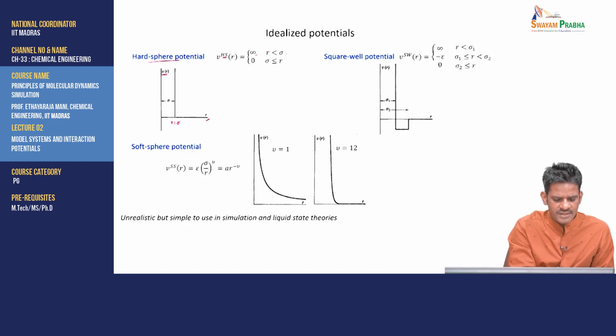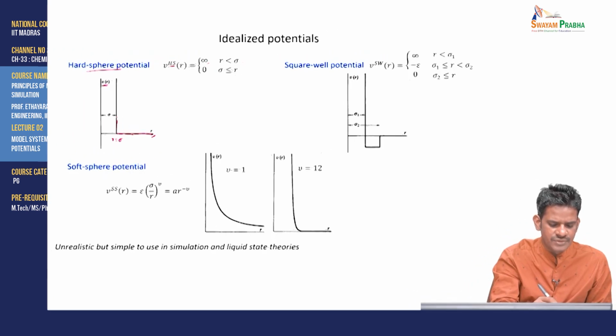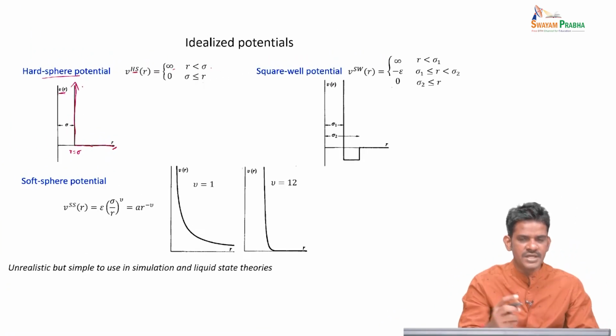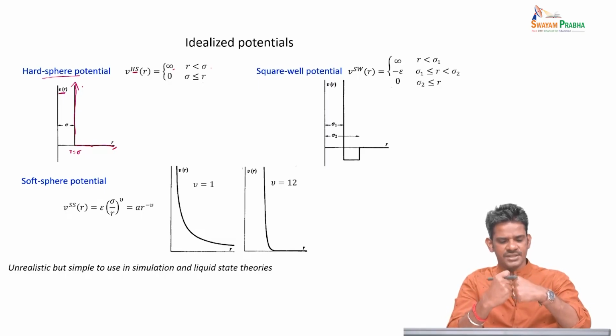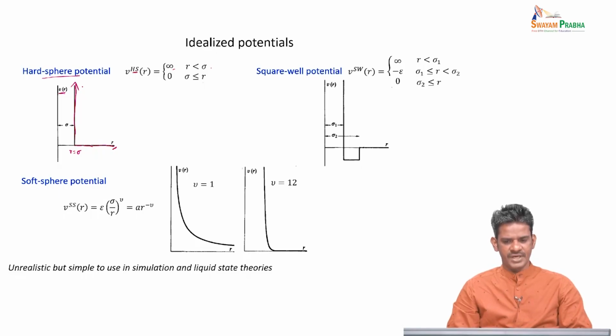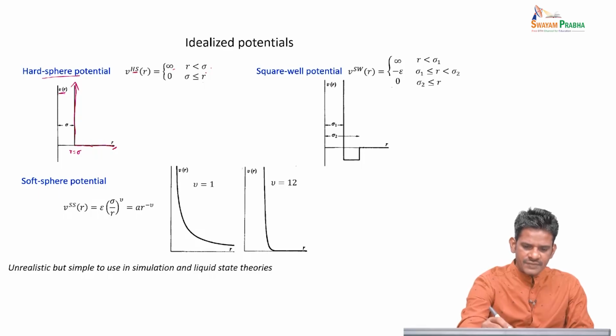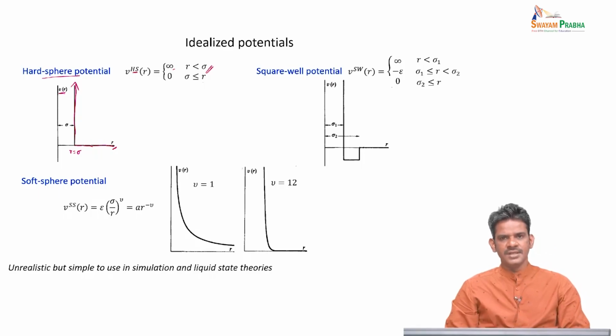So you can see that this is r equal to sigma. When r is greater than sigma, the potential is actually 0, as you can see here, but the moment r equals sigma, the potential goes to infinity. That means two spheres cannot really interpenetrate each other. They are like hard billiard balls that cannot be pushed against each other. So that's the way you can think about the hard sphere potential. In this case, there's only one parameter, sigma, that determines the size of the atom or the particle and their interactions.